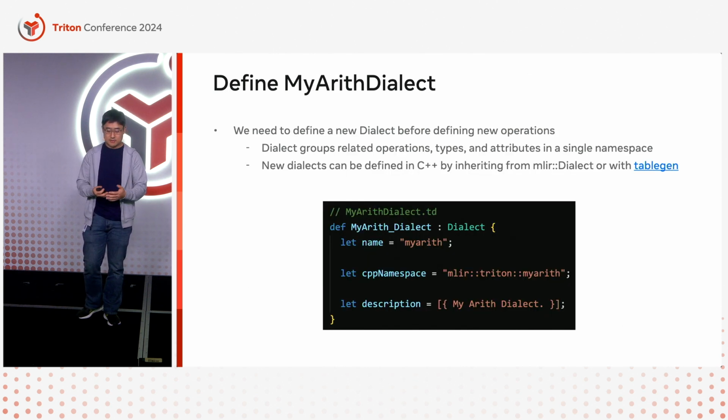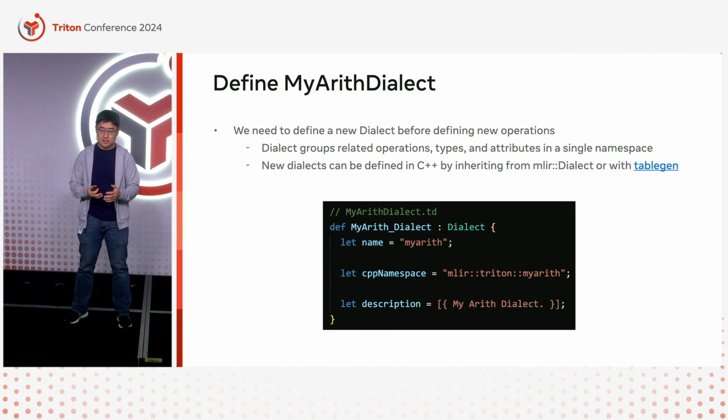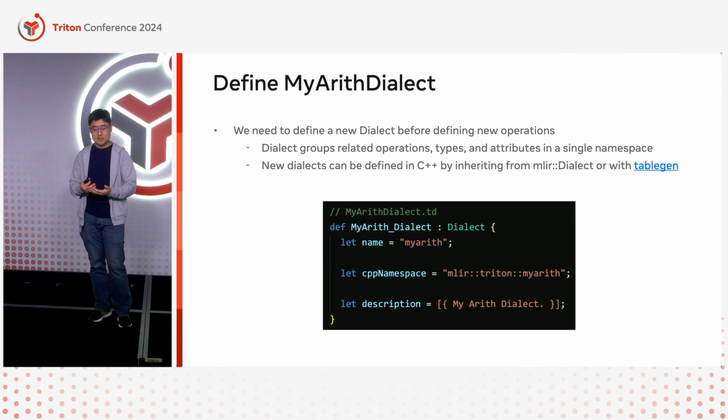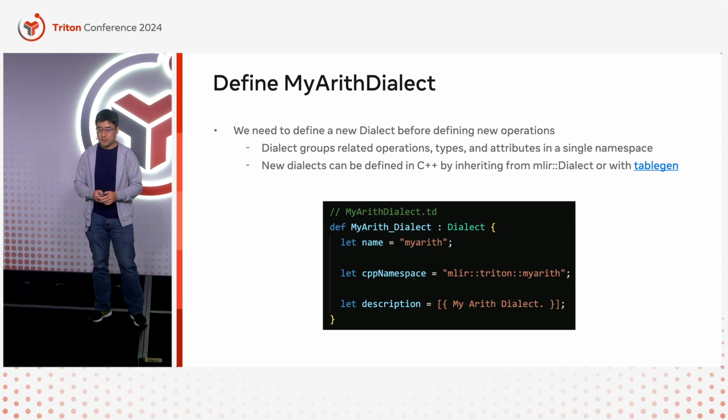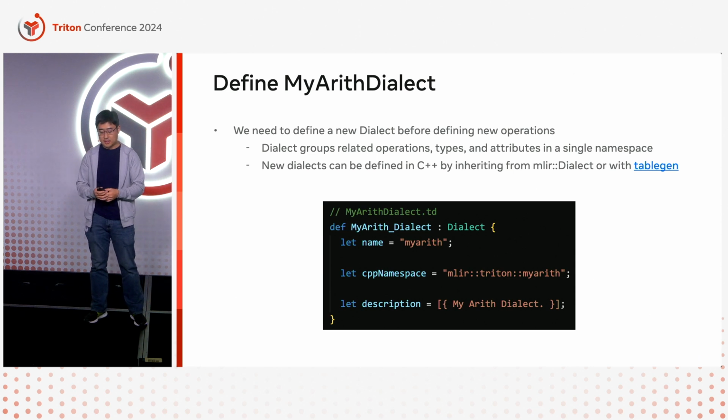So first things first, we like to start by defining the dialect. And just as a reminder, an MLIR dialect is a group of related operations, types and attributes, transformation passes, and so on in a single namespace. We can define new dialects either using C++ by inheriting from MLIR Dialect, or we could do it with TableGen, which is a handy tool for us to generate lots of code. And that's the approach that we're taking.